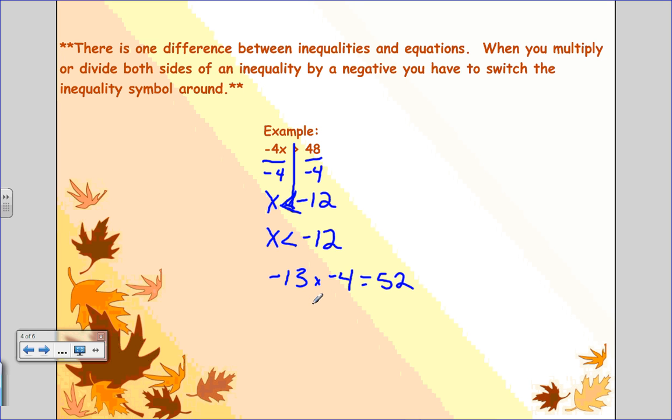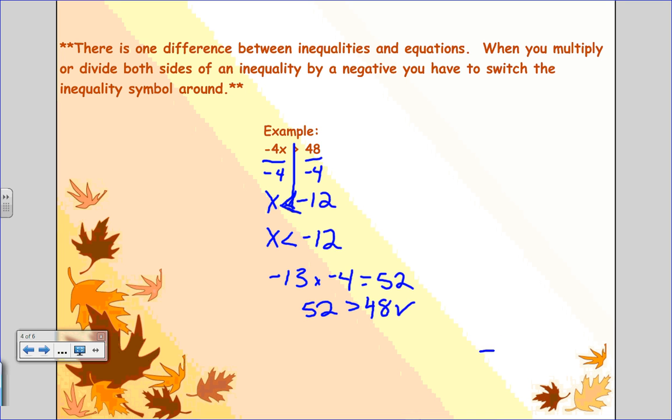So now I'm going to check. I wanted my answer to be greater than 48. Is 52 greater than 48? Absolutely. So that means it checks.